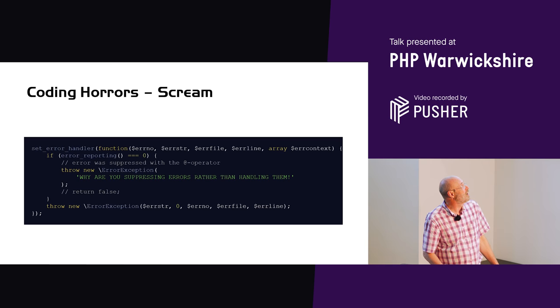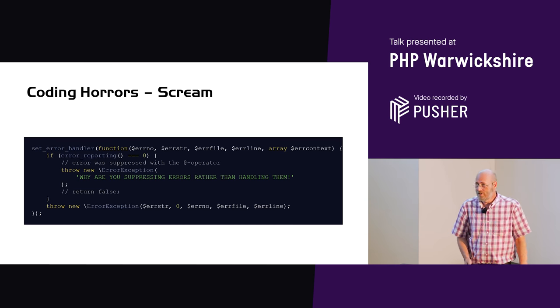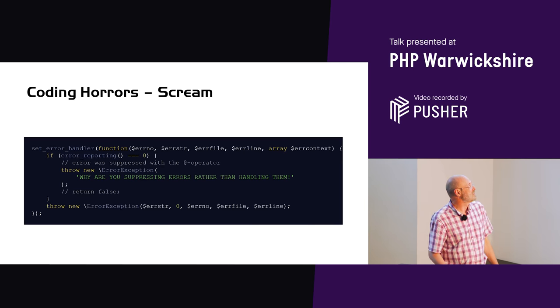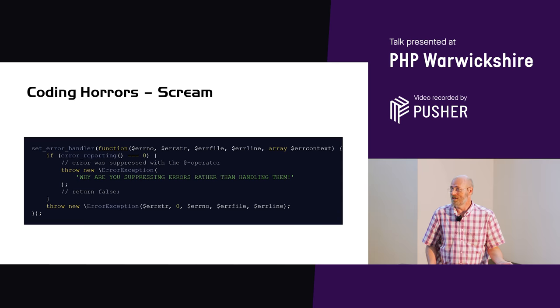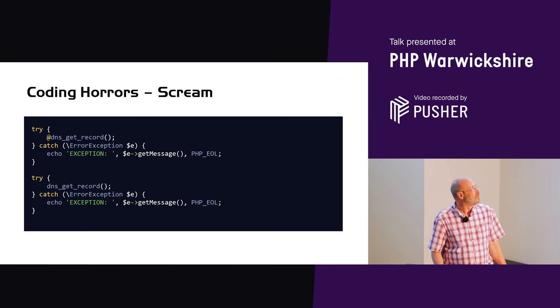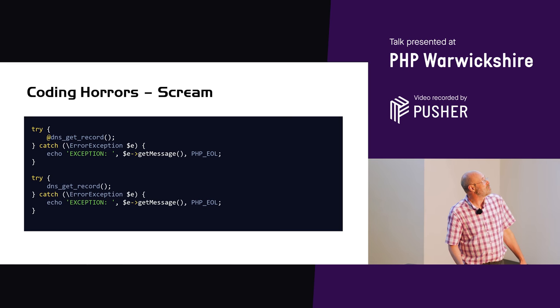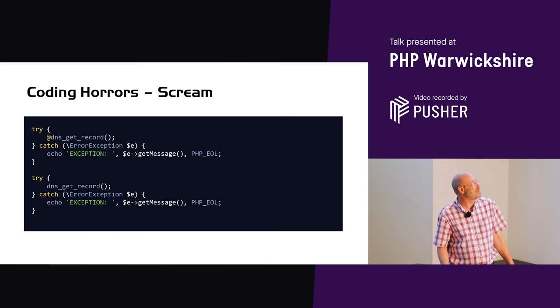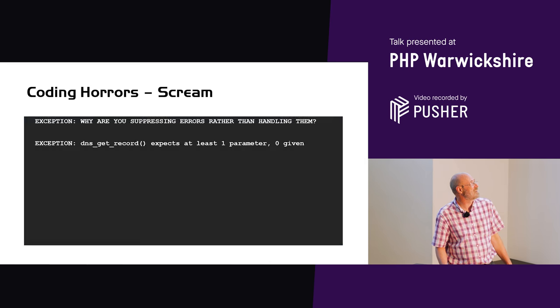If we want to be really clever, we write an error handler like this that converts the error to an exception. And we can catch exceptions. We can actually handle it cleanly. There we are. Same code again. First case using the at, second case not using the at. We're catching in both cases.